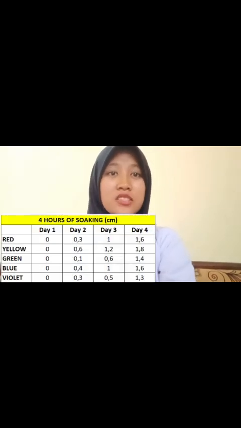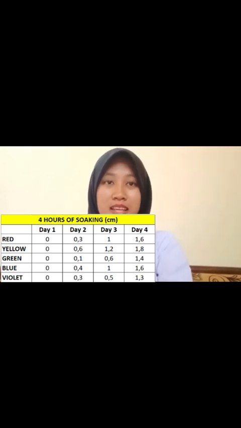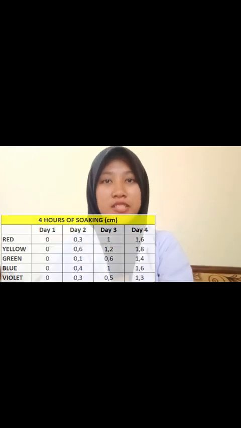By soaking mung bean seed for 4 hours, the results show that the yellow light spectrum with a wavelength of 565 to 590 nanometer was the best for the germination process. This was proven by the final result that the length of the sprouts in the yellow box on day 4 was the longest, namely 1.8 cm. Meanwhile, the mung bean seeds in the violet box are the lowest, namely 1.3 cm.